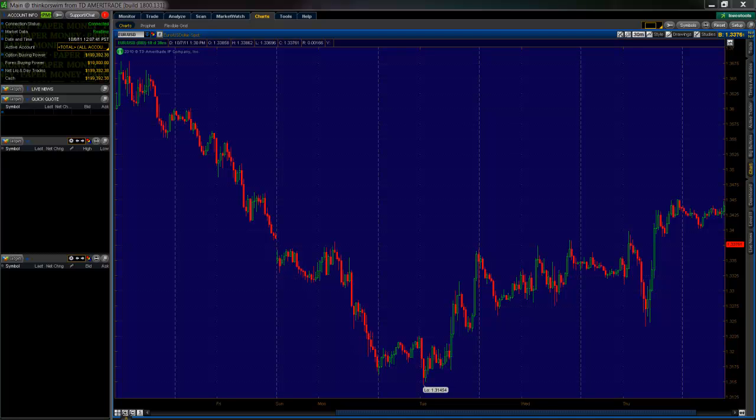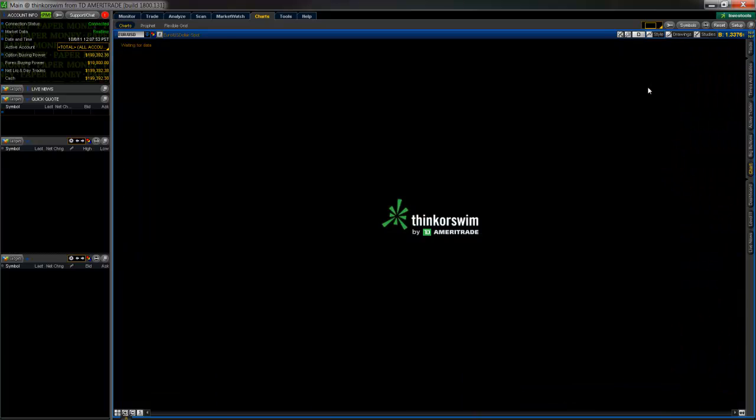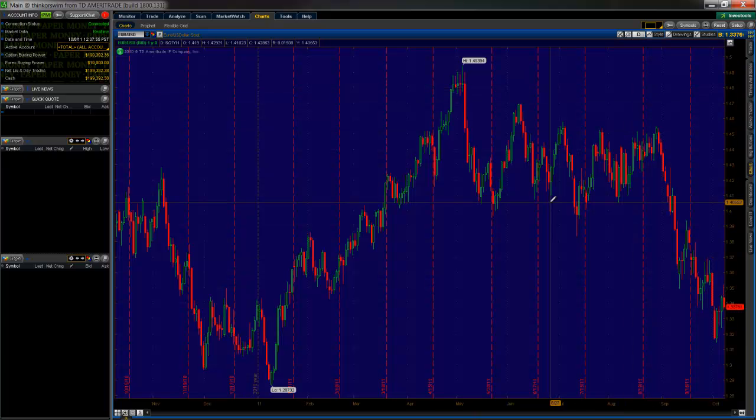Alright everyone, what I have here is a chart of the Euro US dollar. And this is obviously the most liquid pair in the Forex market. And I'm going to go ahead and pull up a daily chart here of the Euro US dollar.